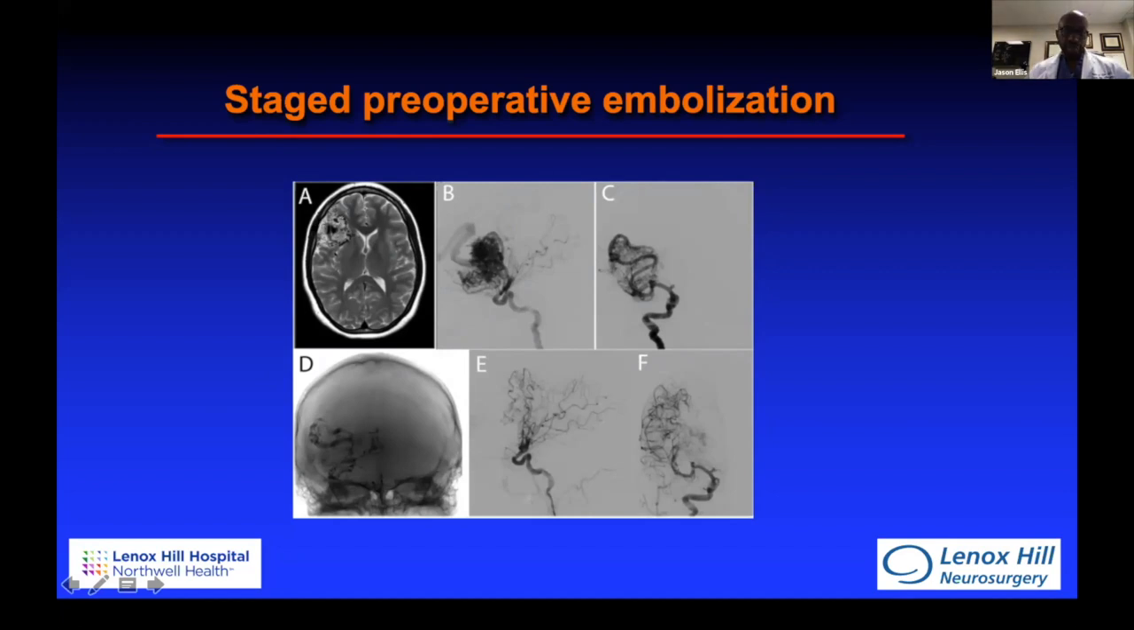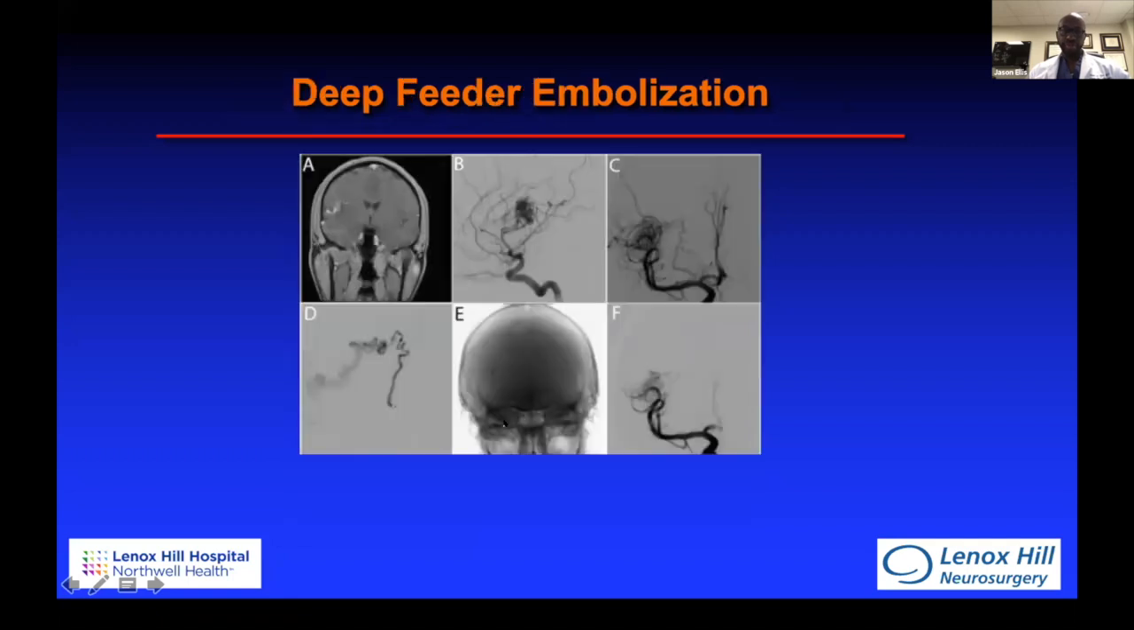You can see this is a very large right frontal AVM. This is the internal carotid artery injection on catheter angiogram. And really after several embolizations with glue, this AVM was really taken down to almost nothing. It really made surgery quite easy. And so the endovascular surgeon is certainly your friend when you're planning a neurosurgical resection of these large lesions.